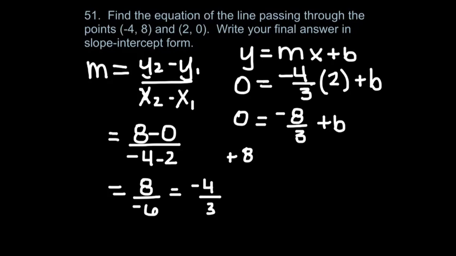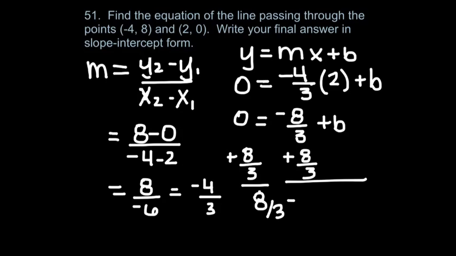I can add that 8/3 to both sides. So that tells me that b is 8/3. Since now I know that my slope is negative 4/3 and my y-intercept is 8/3, I can put that all together in the equation y equals negative 4/3 x plus 8/3.